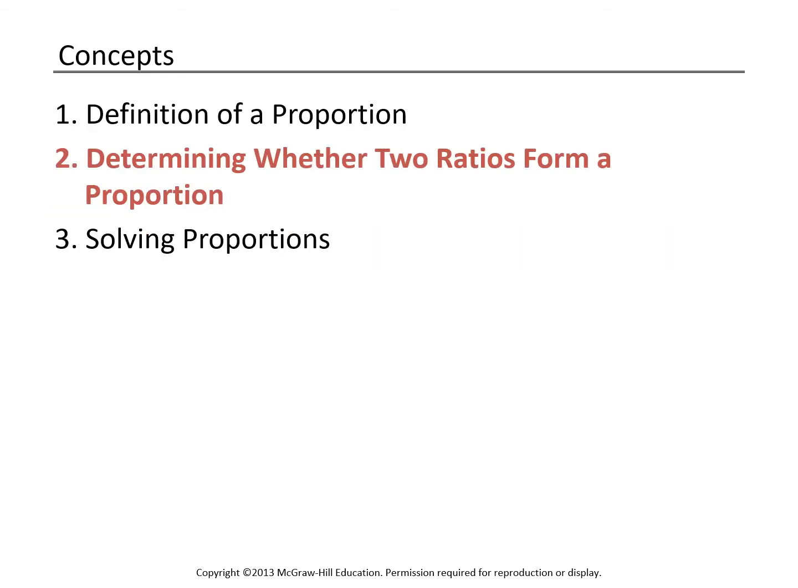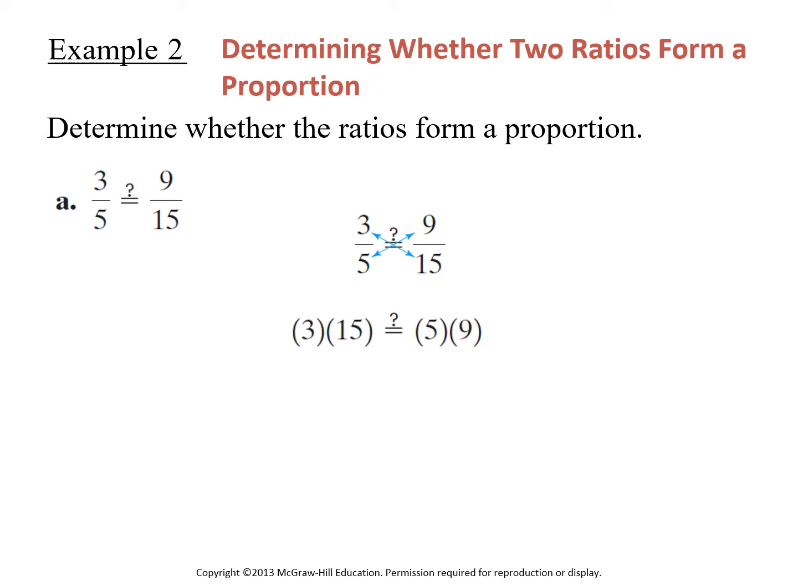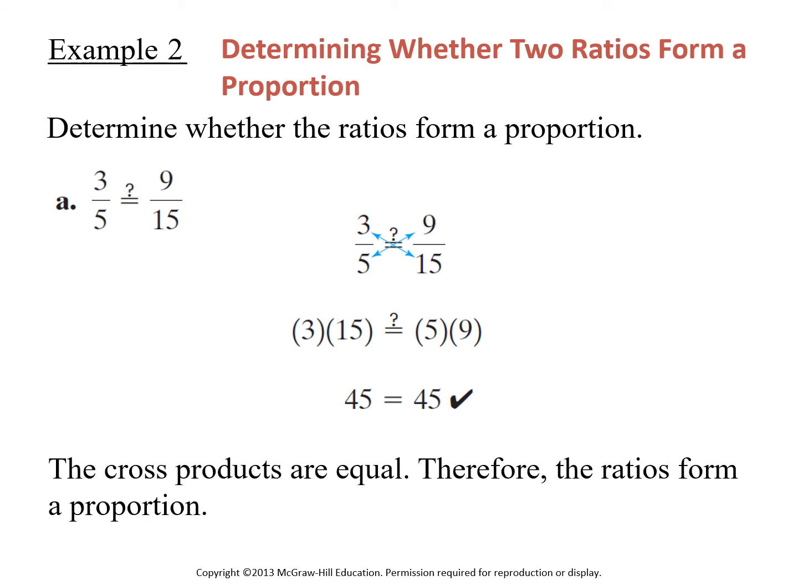To determine whether two ratios form a proportion, we're going to use the cross products test. We're going to multiply across and see if our cross products are equal. Our cross products are both 45. Since the cross products are equal, the ratios form a proportion.